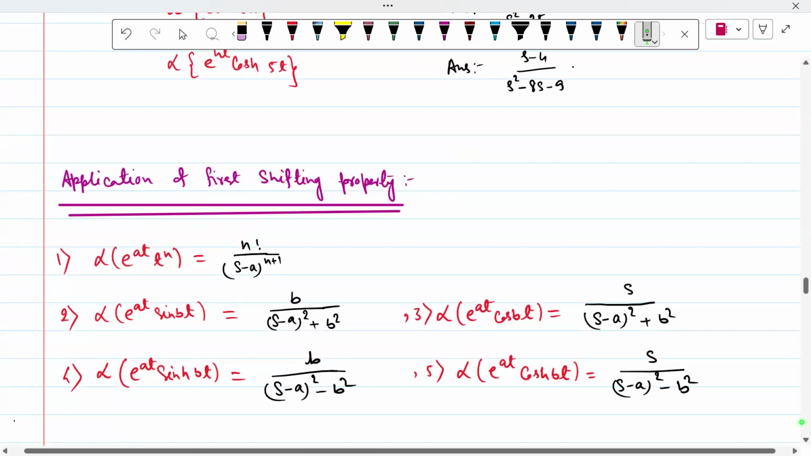Similarly, what is the Laplace transform of e to the power at sine bt? If it is simple sine bt, we have b by s square plus b square. Now here it is multiplied by e to the power at, so s is just shifted to s minus a. Similar formulas hold for cosine, hyperbolic sine and hyperbolic cosine.